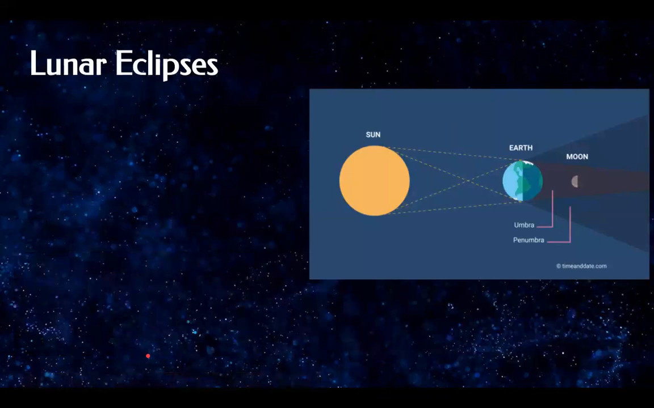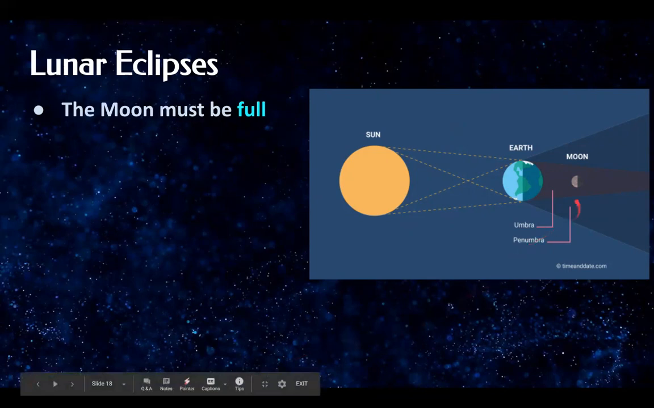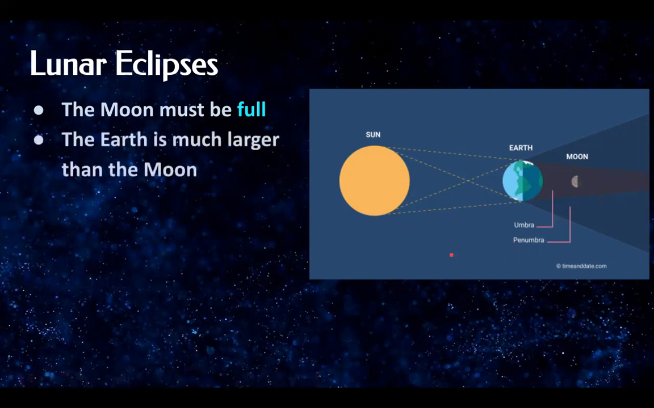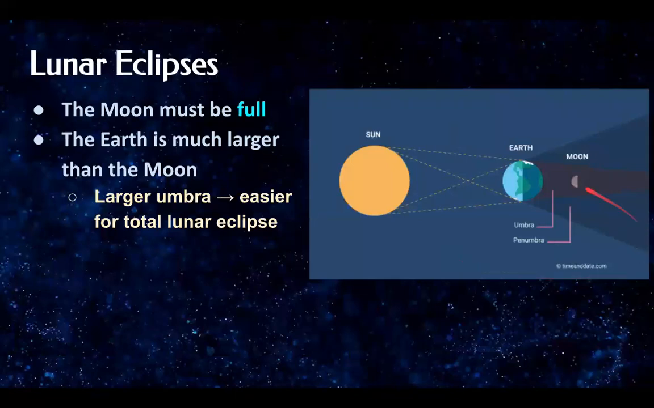Lunar eclipses are eclipses, right? They're shadow events, but this time we can't see the moon. So in order for this to occur, the moon must be in its full moon phase. It has to be on the far side of the Earth compared to the sun in order for it to pass through our shadow. The Earth is much larger than the moon, which means there's a larger umbra, which means we're going to see more total lunar eclipses and more people will be able to see them because the moon has a higher probability of passing through that shadow.